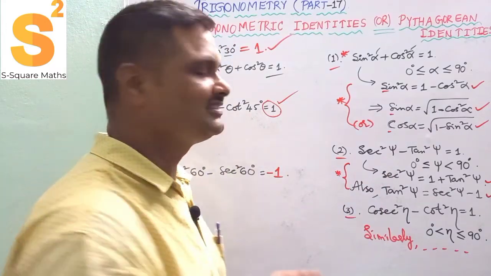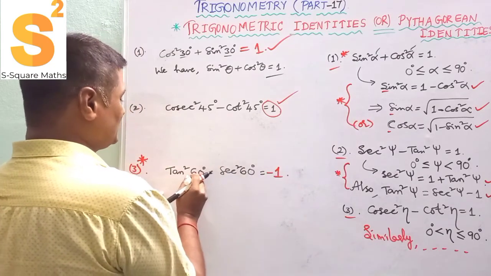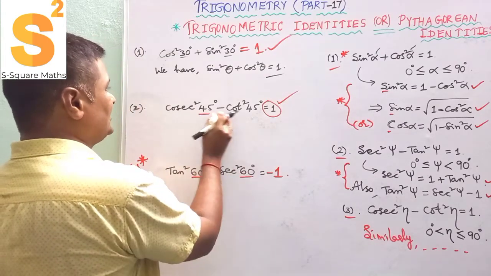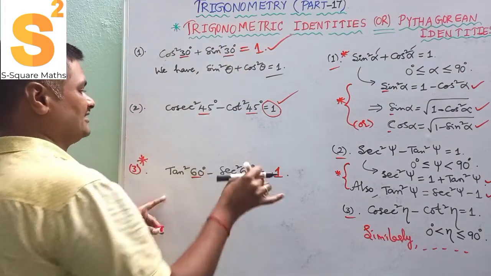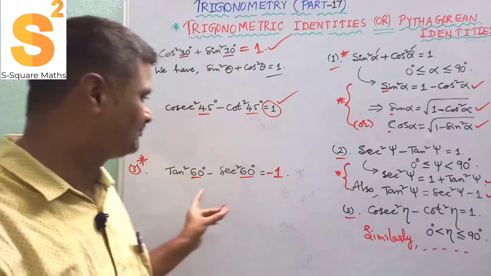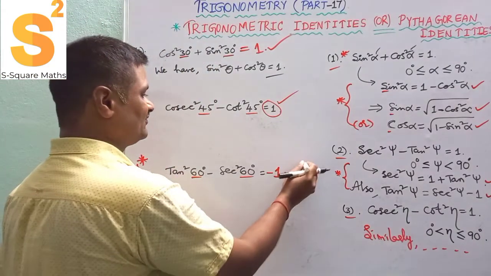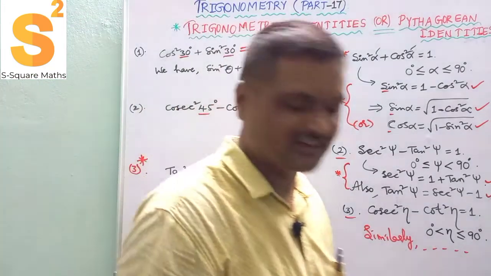Okay, don't panic. Just remember the identities and this question. It follows only when the acute angle is the same in the given trigonometric ratios. Okay, so like this we can go through the basic level of problems. Okay, implementation.